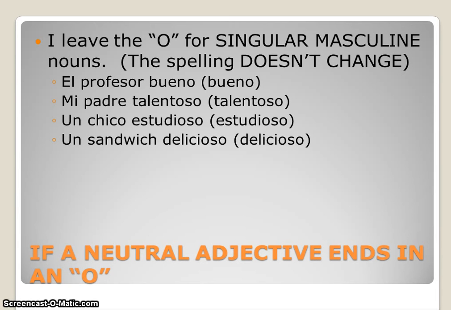If I have a singular masculine noun, then the spelling doesn't change because remember, that's the form of my neutral adjective anyway. So I have el profesor, that's masculine, I can tell because of the L. It's singular, it's only one thing. So bueno, the spelling doesn't change. Okay?